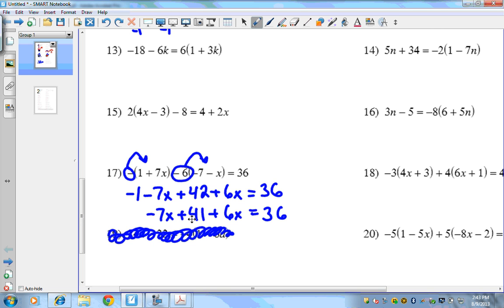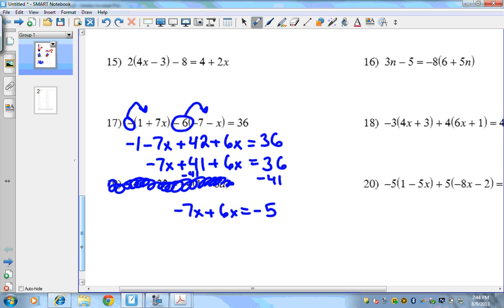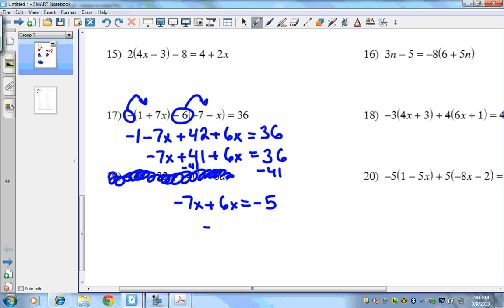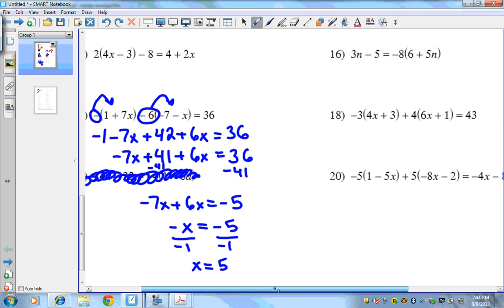The next thing I'm going to do is take this 41 and bring it over to the right-hand side. So when I do that, I'm going to subtract 41, which I'm running out of room here, and I get negative 7x plus 6x is equal to negative 5. I'm going to combine these like terms because they both have variables attached to them. So I get negative x is equal to negative 5. And then when I divide by negative 1, because I can't leave my x negative, I get x is equal to positive 5. So there's your answer.